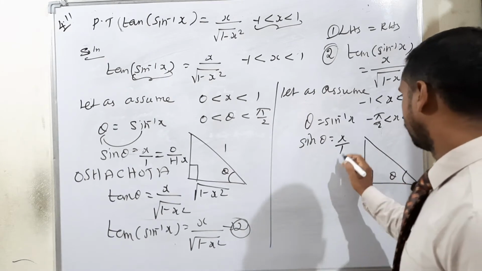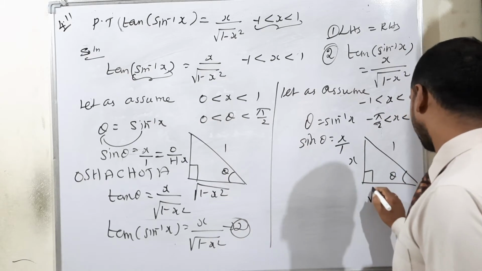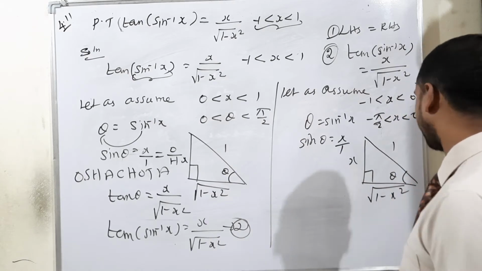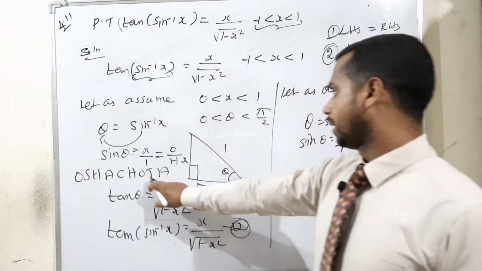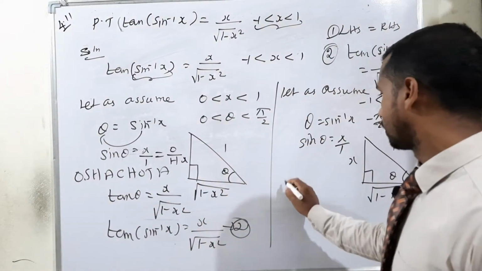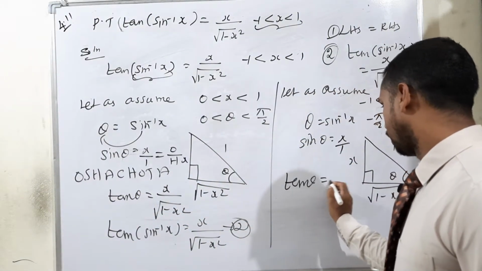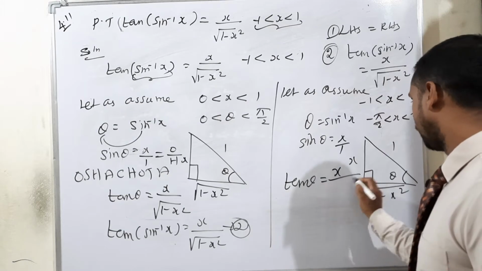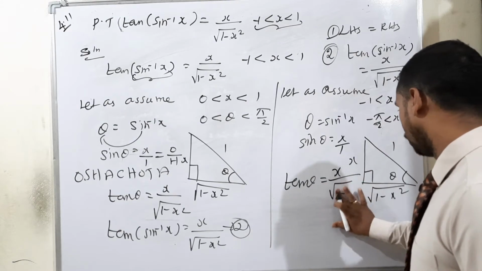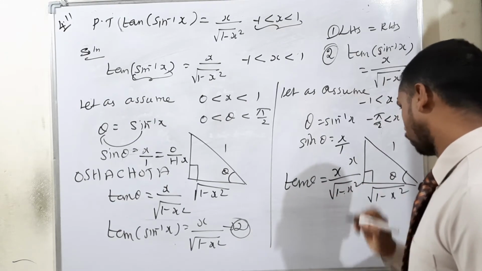Theta, opposite value x, hypotenuse value 1. Therefore, adjacent value is square root of 1 minus x square. We need tan theta. Tan theta means opposite divided by adjacent. So, tan theta is equal to opposite value x by adjacent value square root of 1 minus x square.